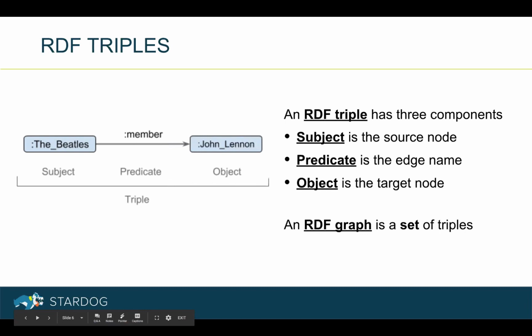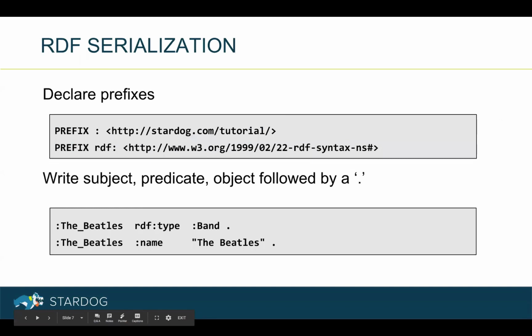So in this case, member is a property that is used in the predicate position of the triple that we see here. And much like a regular sentence, you can read a triple as subject, predicate, object. Or in this case, the Beatles has member John Lennon. Formally, an RDF graph is just defined as a set of triples. Triples are serialized by simply writing the subject, predicate, and object, followed by a period.